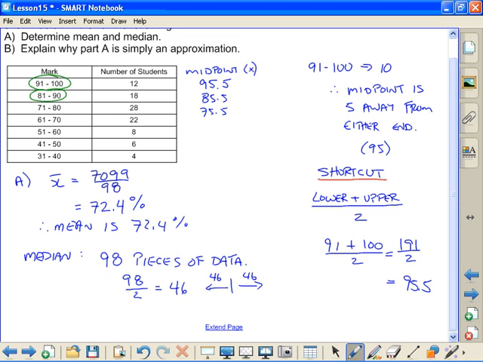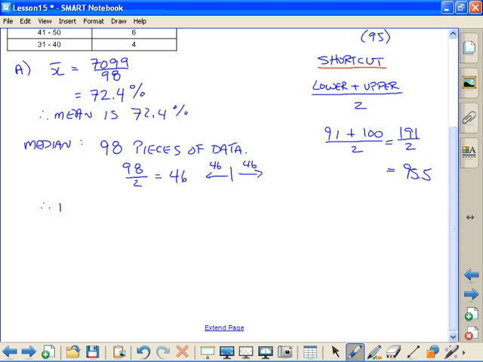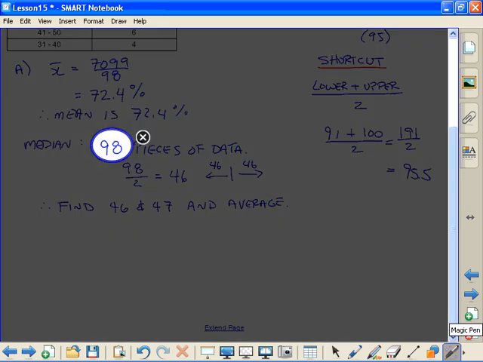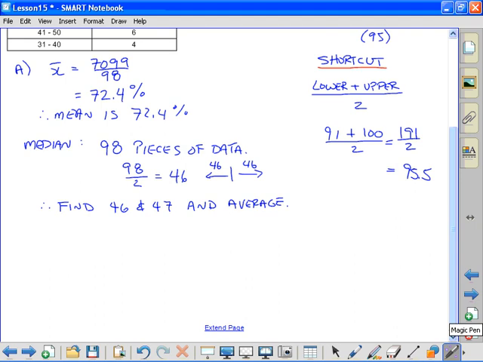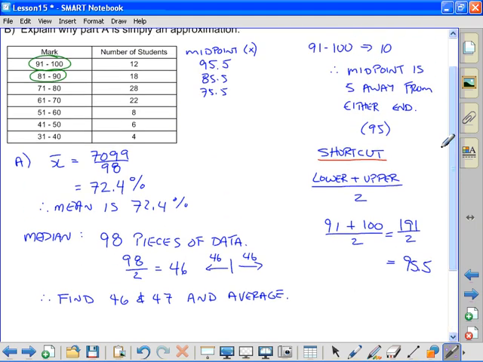So what we're going to have to do is find the 46th and 47th pieces of data and take the average. Anytime the number of data is even, the median is the average of the middle two. The nice thing with interval data is that it's in order. So if I add 12 and 18, that gives me 30. If I add another 28 to that, now I'm at 58. So I'm just adding up as I go.